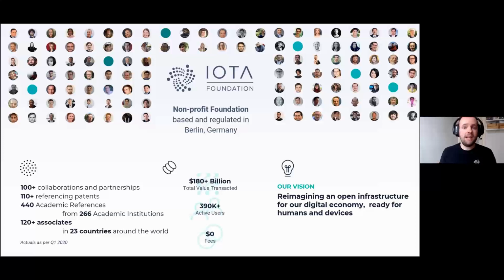So our main development is driven by the IOTA Foundation on this project. We are a non-profit foundation registered in Germany. And yeah, we have a lot of academic references already. We're working with a lot of different partners, as you can see here. And we have transferred over $180 billion over our network with absolutely zero fee so far.